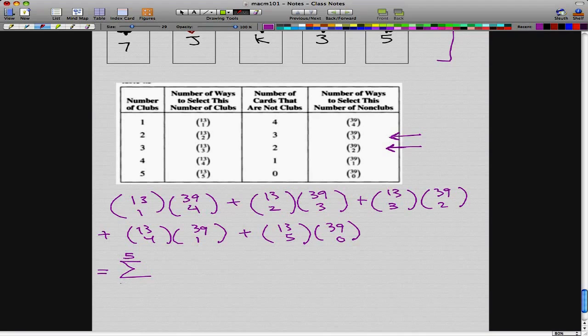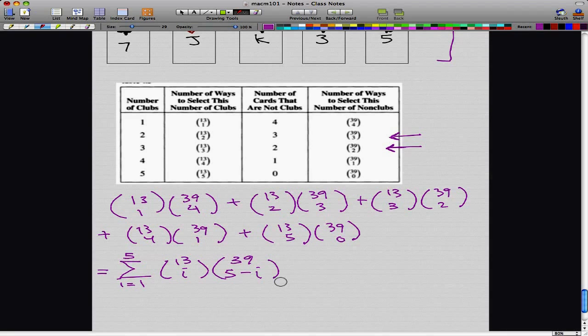So we have the limit is 5, and we start with 1 club. So we just take 13 choose i, which is pretty much from these 13 cards that are clubs, choose a couple of them to be in our hand. 39 choose 5 minus i, because say if we chose 2 clubs, then we actually want 3 cards. What I mean to say is, if our hand has exactly 2 clubs, then there are 3 cards that we want that are not clubs, but they could be random, just not clubs.